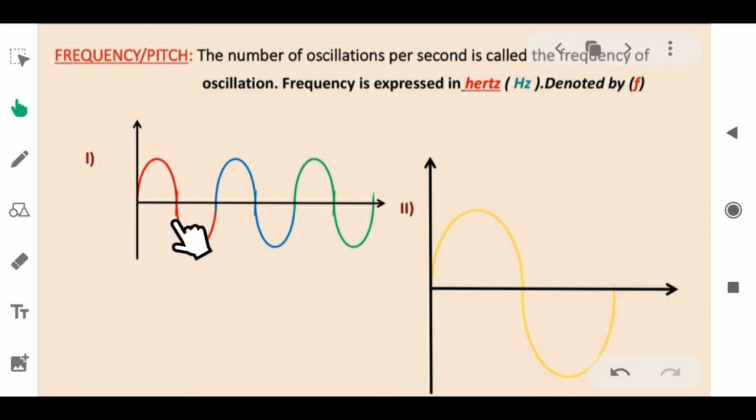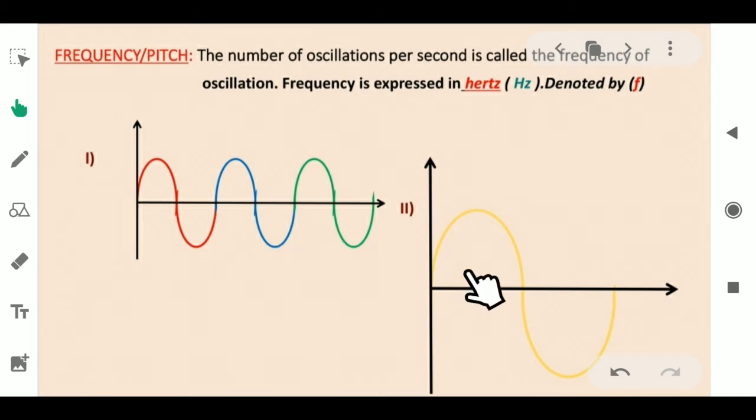That is why I gave different colors here, red color, blue color and green color. Clear? Yes. So in the first case, the number of oscillations is 3, meaning the first wave, second wave and the third wave. So the number of oscillations produced in a second in the first case is 3. Normally the frequency is expressed in hertz and it is denoted by Hz. And the frequency is denoted by the letter f, small letter f.